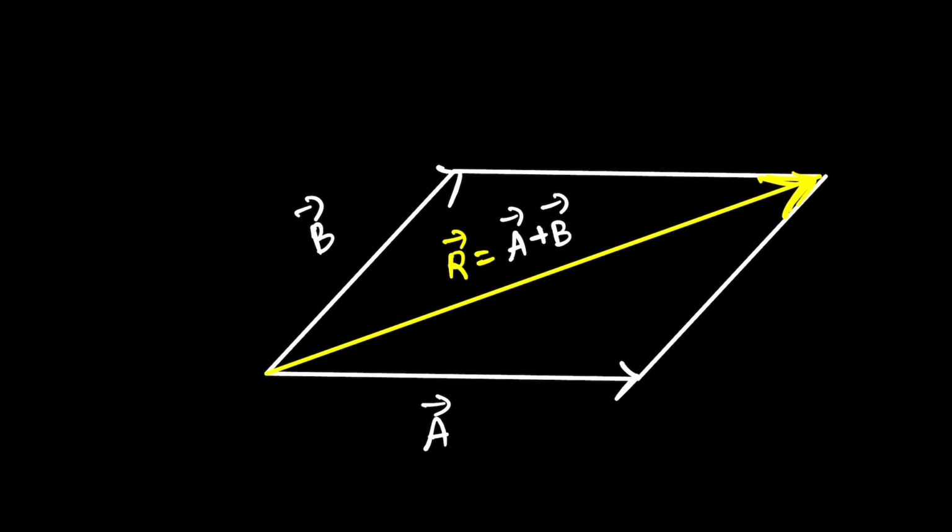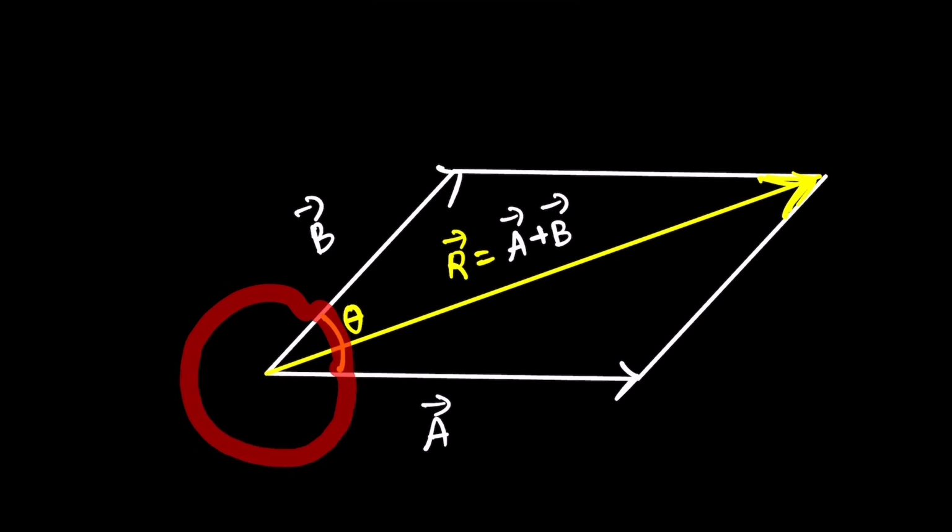Now, where is the angle between a vector and b vector? This is the angle. Here is the angle between a and b, a vector and b vector, theta. This is a smaller angle, this is a smaller angle, this will be the larger angle.